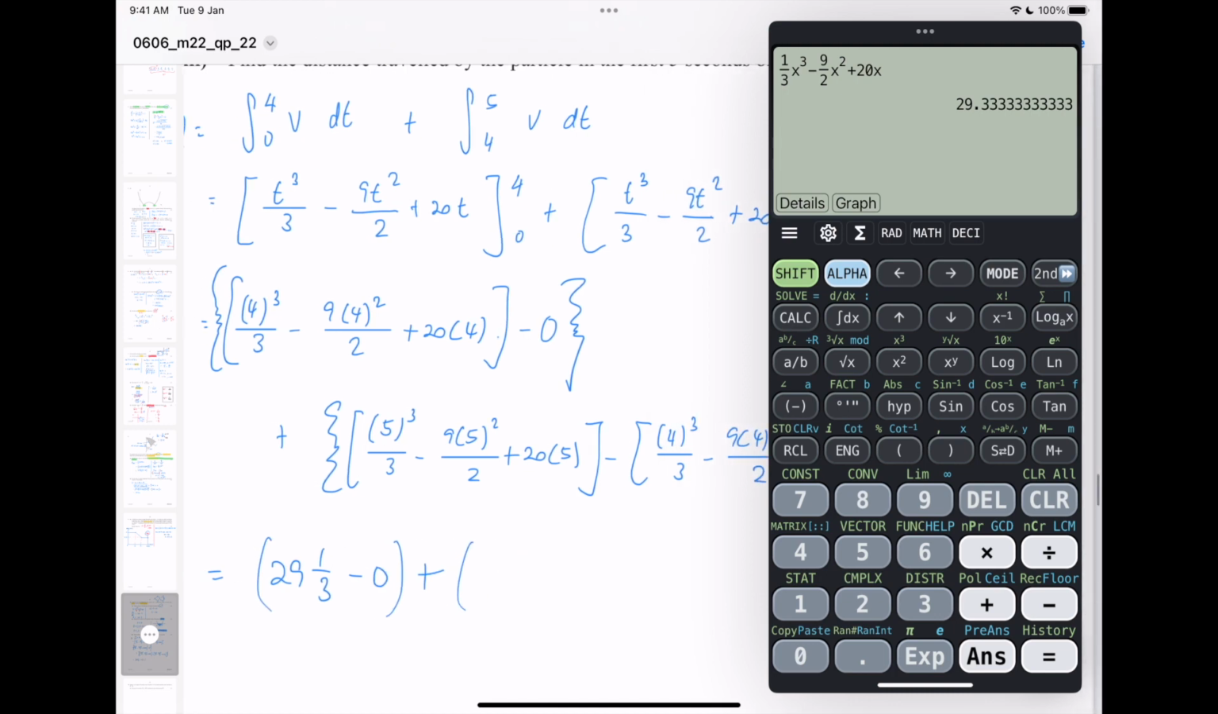Plus the other one, calculate 5: 175 over 6. So 29 1 over 6 minus 29 1 over 3. Oh, it has to be a modulus, by the way, so it's forever positive. So that minus 29.